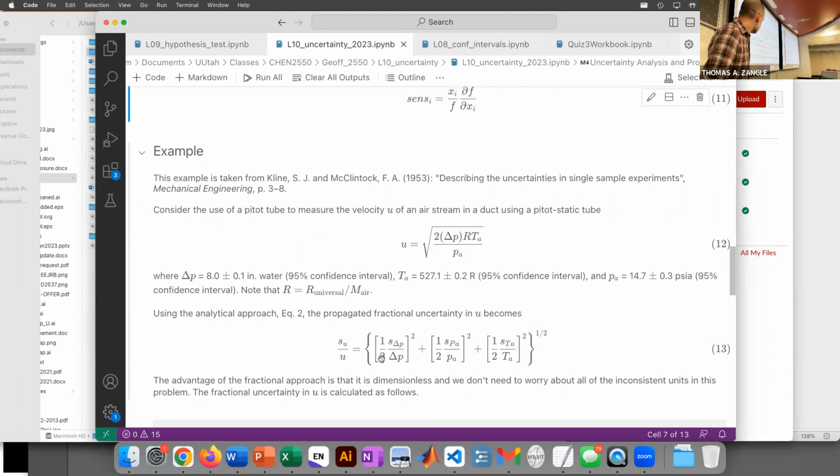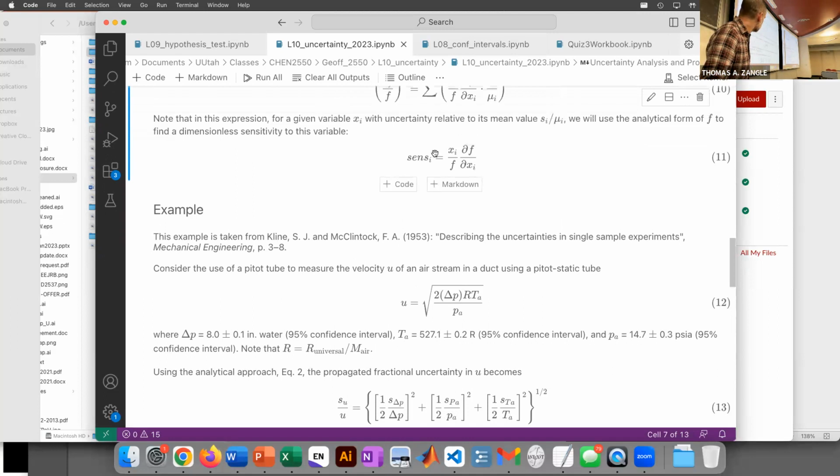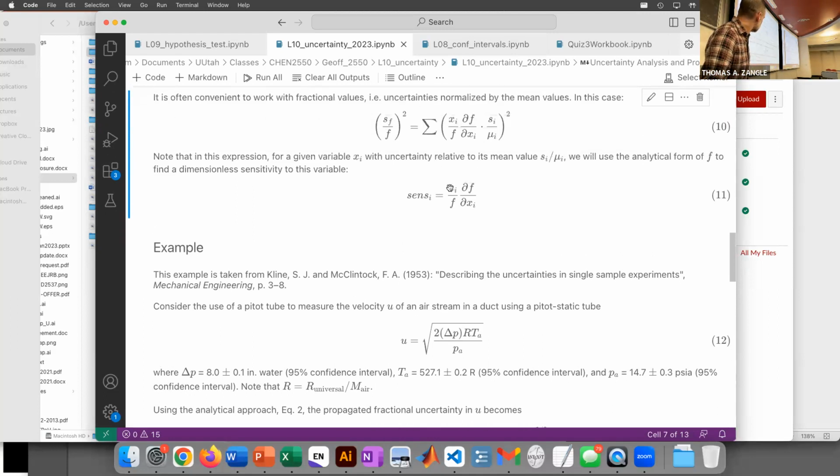And so we're going to take that quantity squared. We'll go through the same procedure for the ambient pressure, PA. Again, SPA is our uncertainty in that ambient pressure. It's 0.3 PSI, normalized by PA, which is 14.7. And then this 1/2 comes from evaluating this thing here.